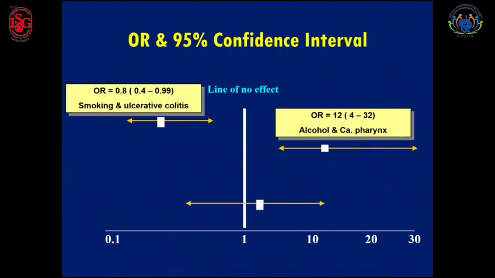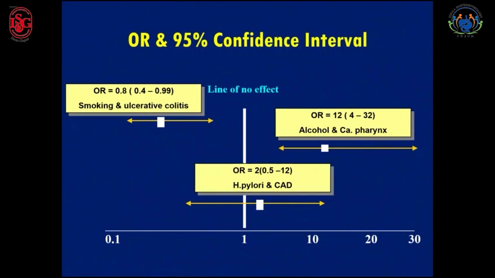Let's take another example, Helicobacter pylori in coronary artery disease. The odds ratio is 2, but we find that the confidence interval overlaps 1, with the lower limit being 0.5 to 12. So this is not a risk factor. And here the p-value will be definitely above 0.05.